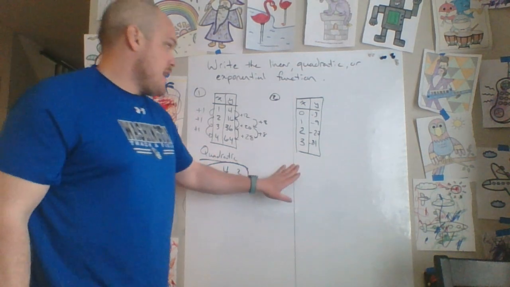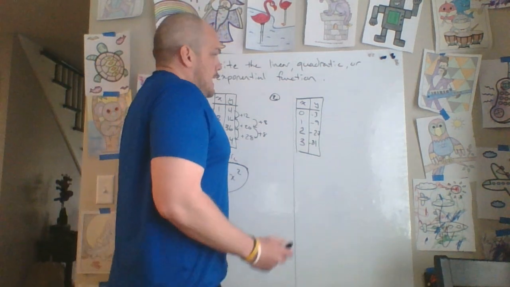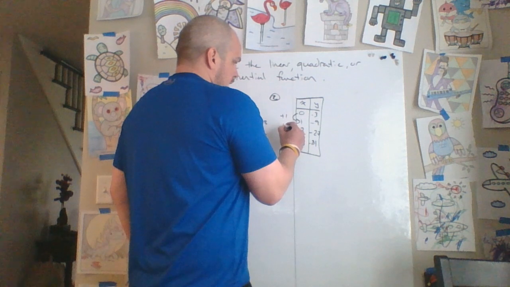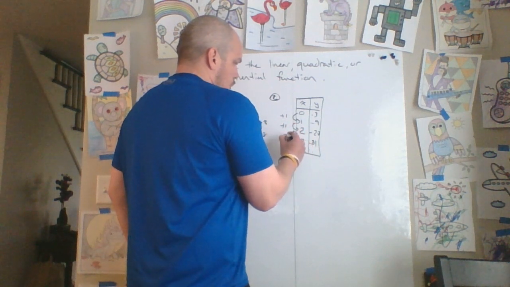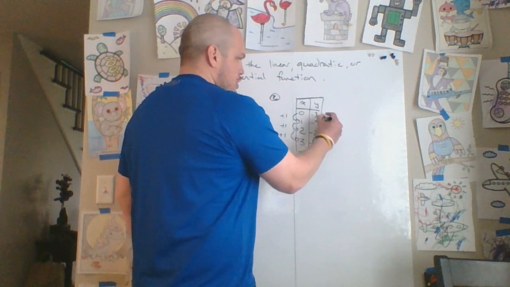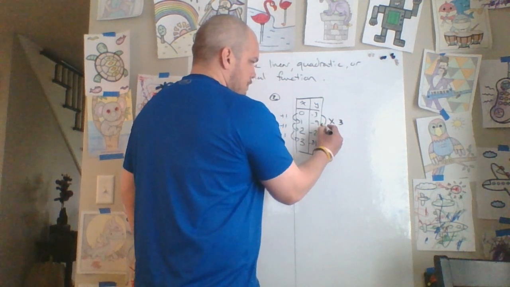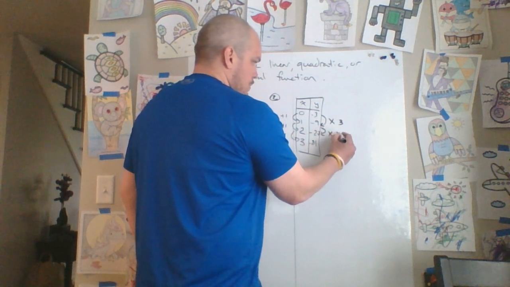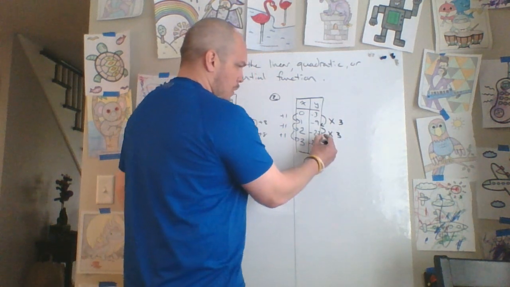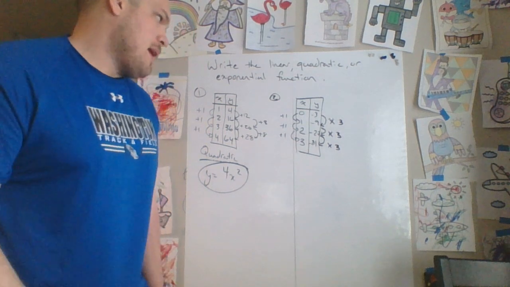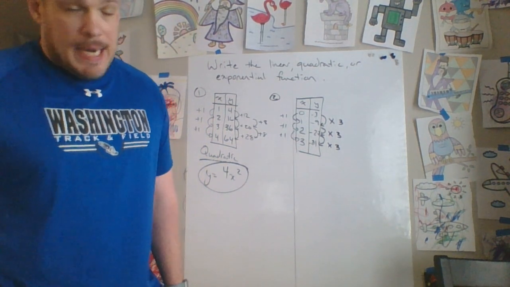For our exponential function, we're going up by ones for our x value, and as we're going up by ones, we have a common ratio. We are multiplying by 3. That does not happen in the quadratic. We have a common ratio. We're multiplying by 3 each time.